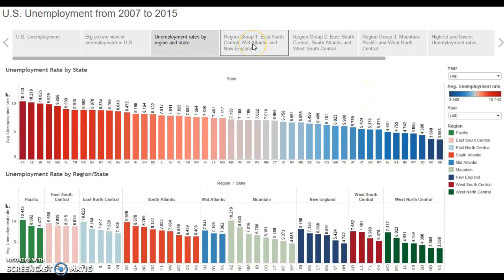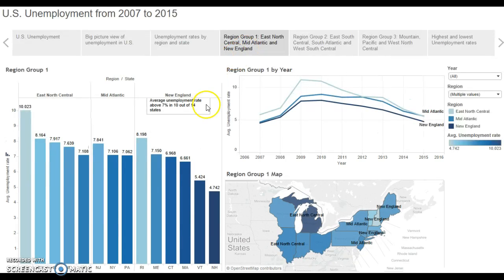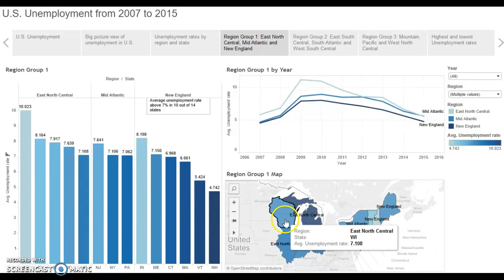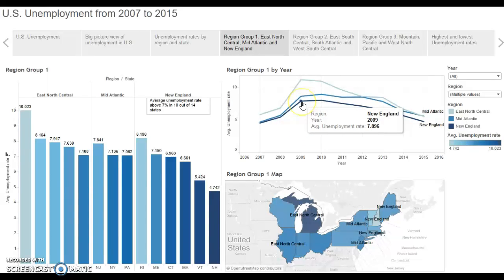So now what I did was, there were nine different regions, so I grouped the regions into 3 groups of 3 regions. This is the first group right here. You see Northeast states, a little bit of central states as well, and you can see the pattern following here as well, with an increase in unemployment rates to about 7.9 in New England in 2009.